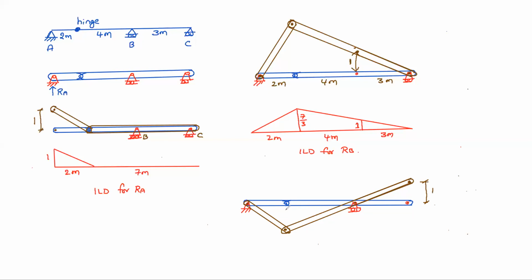The height also you can guess here. This is 2 meters, this is 4 meters, this is 3 meters. For 3 meters it is 1, so for 4 meters it will be 4 by 3. This ordinate. So directly you can draw now the ILD for RC. Now I will draw ILD for RC.